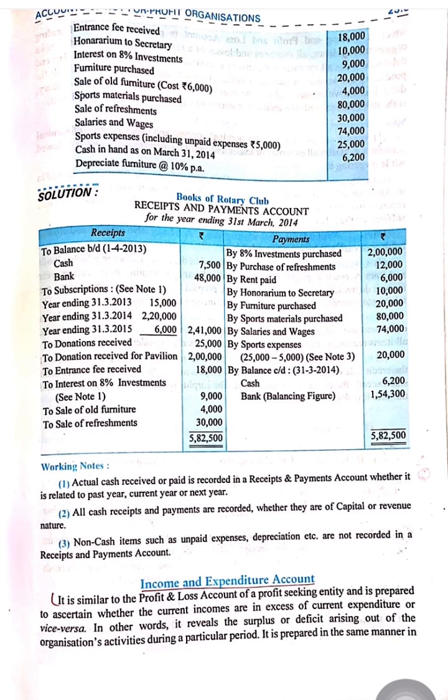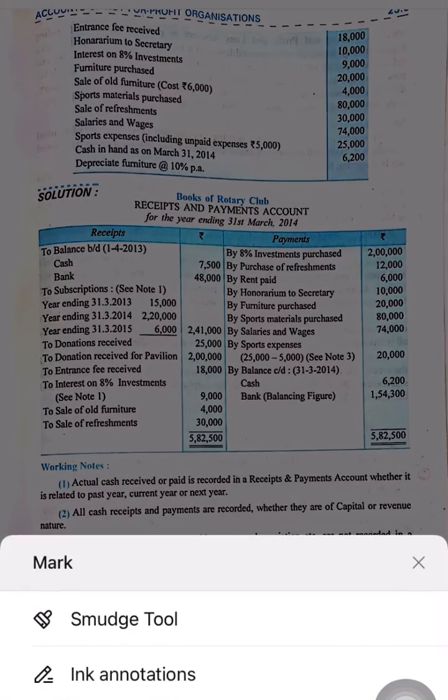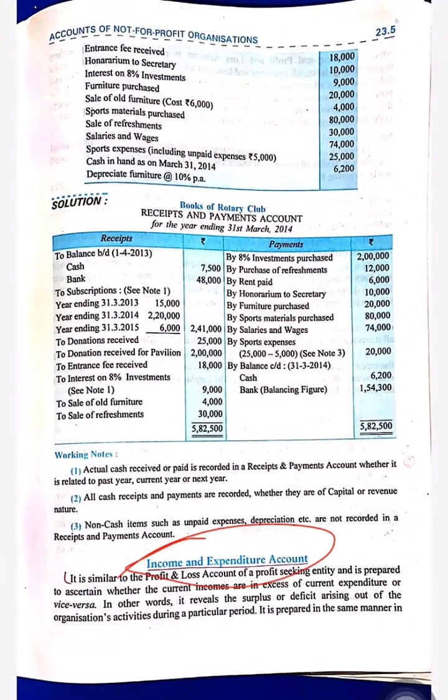As in the previous videos of this chapter, we have discussed accounting for non-profit organizations, and we have discussed till receipt and payment account. As I told you, after receipt and payment account, these firms prepare income and expenditure account. So let's start the income and expenditure account with the meaning of it.